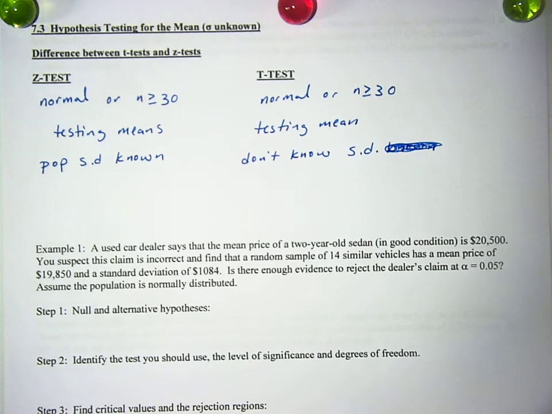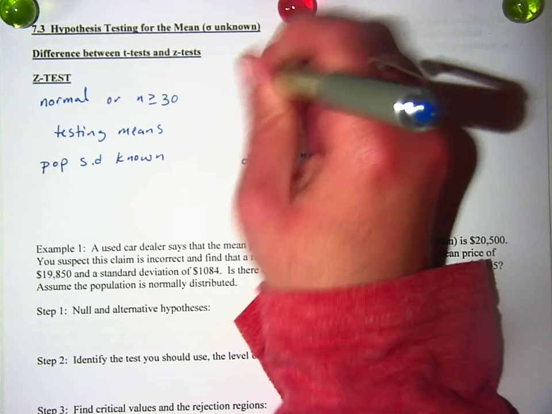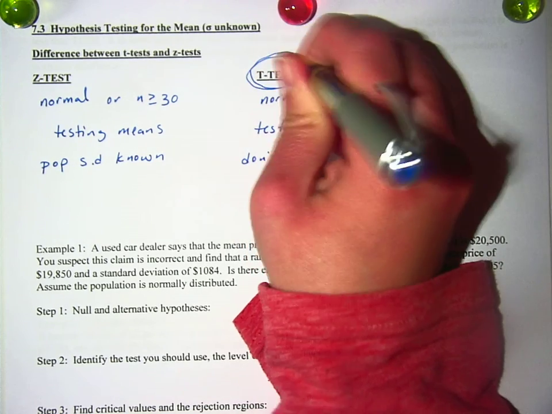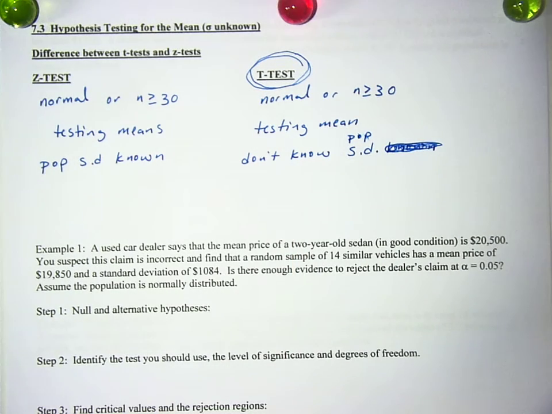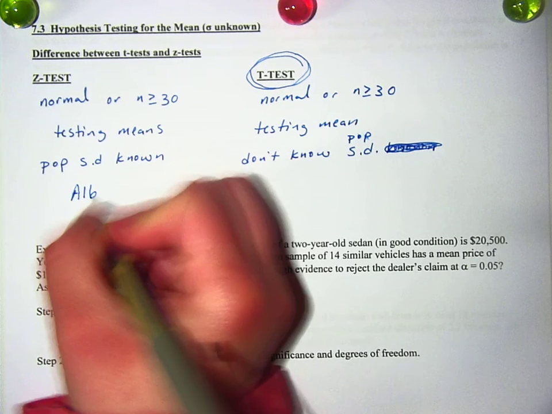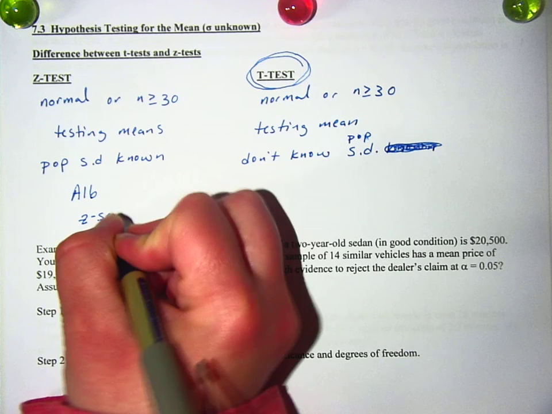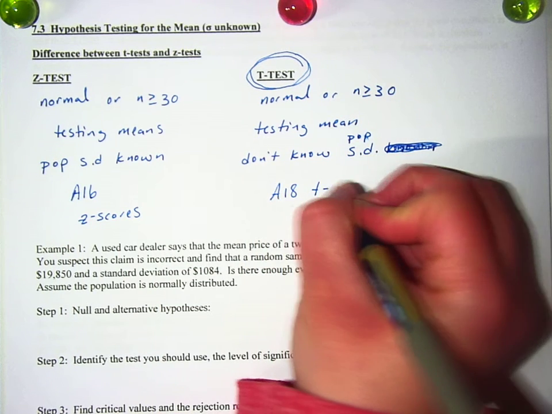So you don't know the population standard deviation. This is more likely. This is what's going to happen if you end up being a statistician or anything like that for a company. You're going to be doing t-tests a lot because it's rare that you're going to actually know the population standard deviation when you're testing a sample, unless you have data from a previous study or something like that. This one you use A16 and z-scores. And this one you use A18 and t-scores, which we're about to do today.